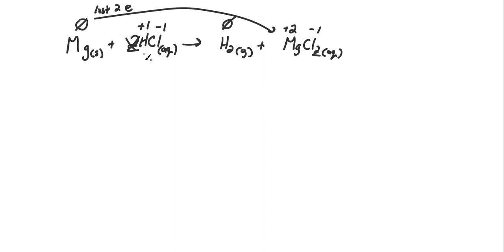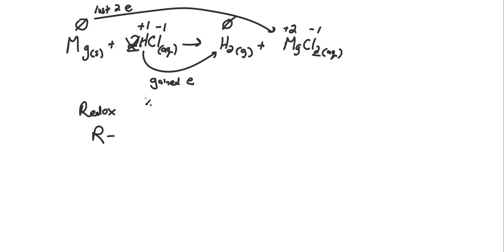Now hydrogen went from a 1 to a 0. In order to do that, it gained an electron. Okay, so we have loss of electrons, we have gains of electrons. This is a redox reaction. What was reduced?